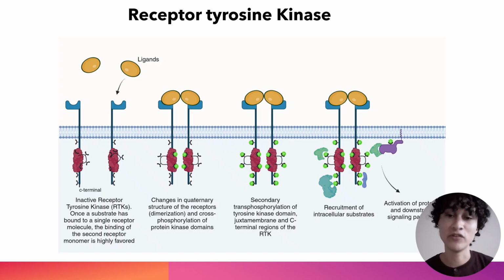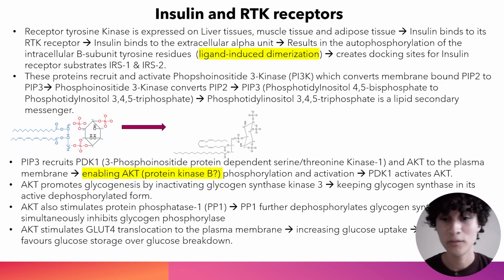Protein kinase B is really important in facilitating glycogenesis, which we'll look at in the next few slides. As I said before, insulin is a ligand to these RTK receptors, so it signals through RTK receptors. Therefore, the tissues it targets will heavily express RTK receptors in their lipid membrane. This includes your hepatocytes, your liver cells, your muscle tissue, and your adipose tissue, or fat tissue.